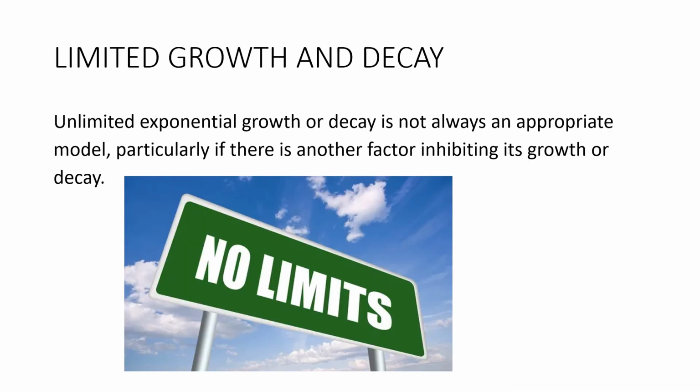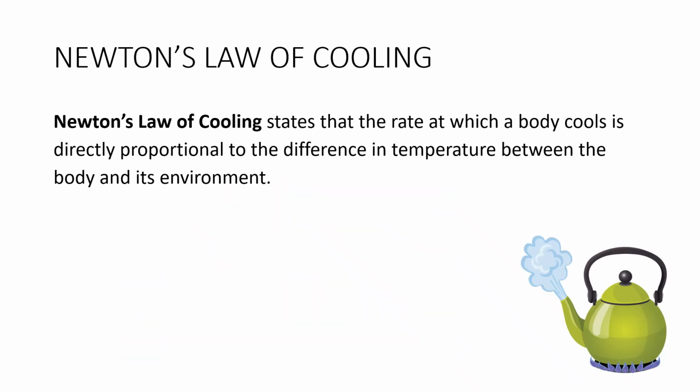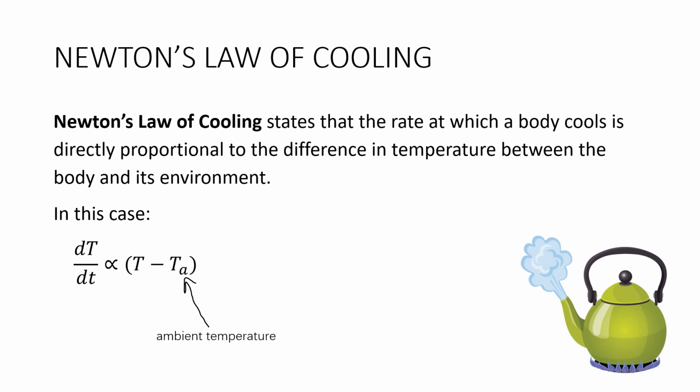Now, unlimited exponential growth or decay is not always an appropriate model, particularly if there is another factor that inhibits the growth or the decay. And one of the main applications of limited growth and decay is Newton's law of cooling. It states that the rate at which a body cools is directly proportional to the difference in temperature between the body and its environment. This is what we can write. Capital T stands for temperature. dT/dt, d little t, is proportional to the difference between the temperature of the body and the temperature of the environment. Now, we sometimes call this temperature here the ambient temperature.